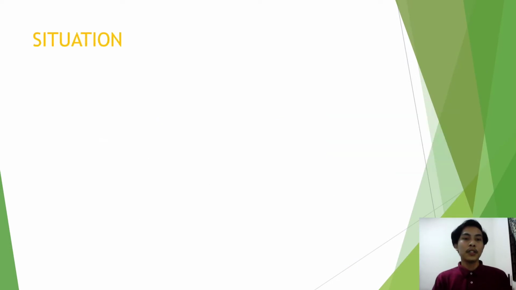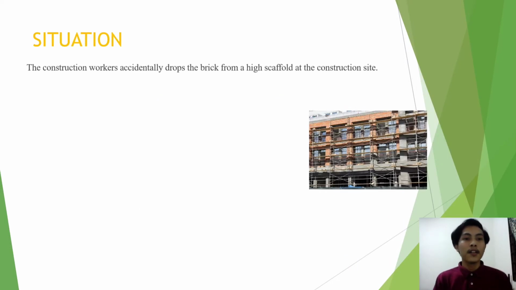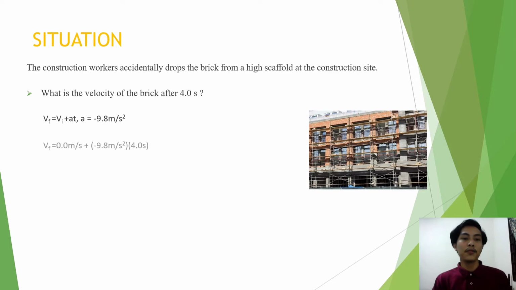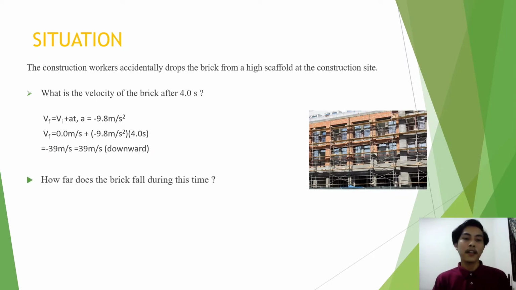Let me go to the situations. The construction worker accidentally drops a brick from a high scaffold at the construction site. What is the velocity of the brick after 4 seconds? So we will be using the same equation as before, where the initial velocity is equal to 0 and a equals negative 9.8 meters per second squared and t equals 4 seconds. And the final answer is negative 39 meters per second, which means the brick will be going downward.